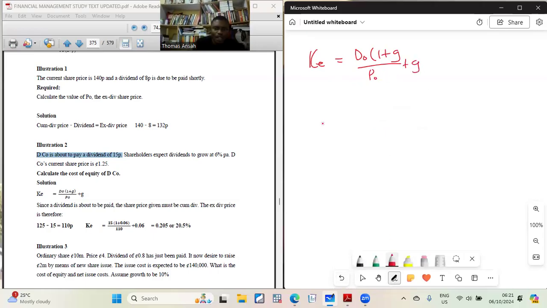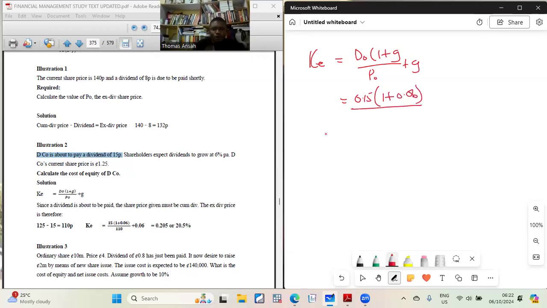All right. So what has been given to us? The D0, which is the dividend. A dividend is about to be paid, but what we need is D0, that dividend. So the dividend is what? 0.15. And there is growth. What is growth? 6%. So 1 plus 0.06.